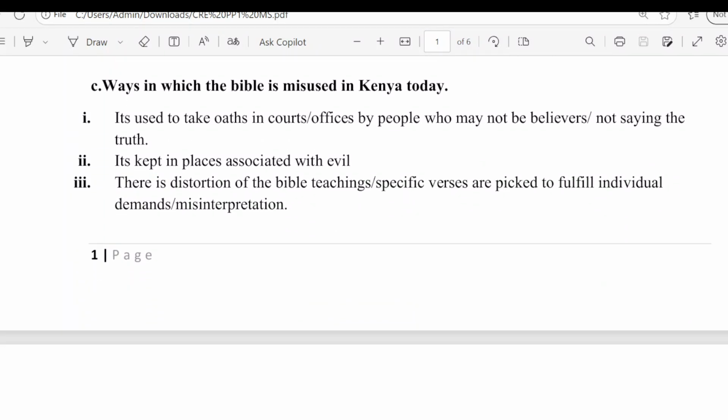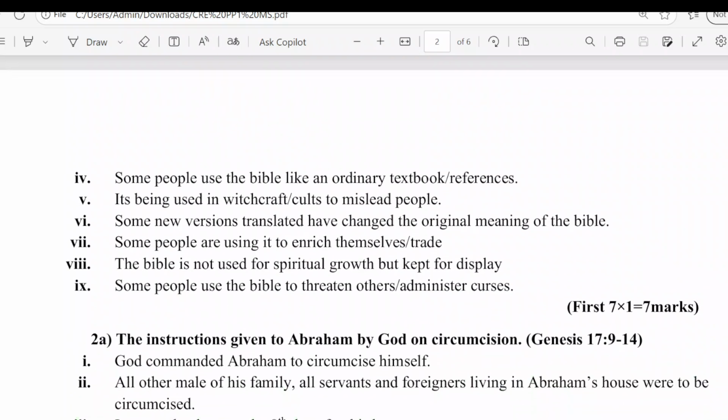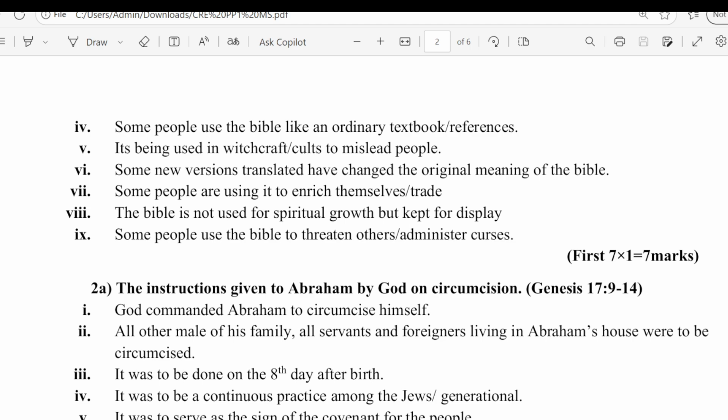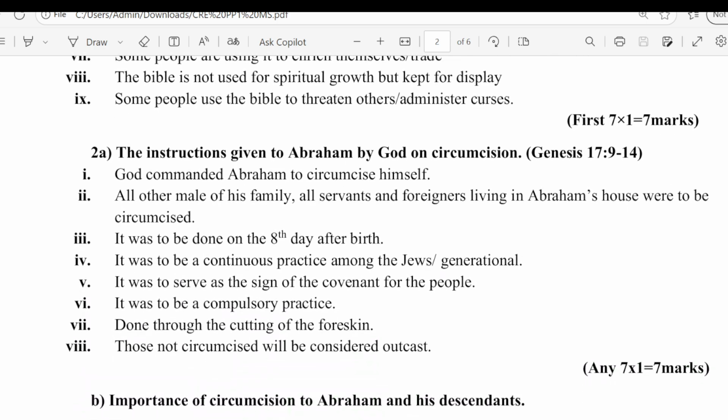Key ways in which the Bible is misused in Kenya today. 1. It is used to take oaths in courts or offices by people who may not be saying the truth. It is kept in places associated with evil, especially brothels. There is distortion of the Bible's teaching, whereby some people use specific verses to fulfill their individual demands. Some people use the Bible like an ordinary textbook. It is being used in witchcraft and cults to mislead others. Some new translated versions have changed the original meaning of the Bible. Some people are using it to enrich themselves. The Bible is not used for spiritual growth, but is kept for display. Some people use the Bible to threaten others.